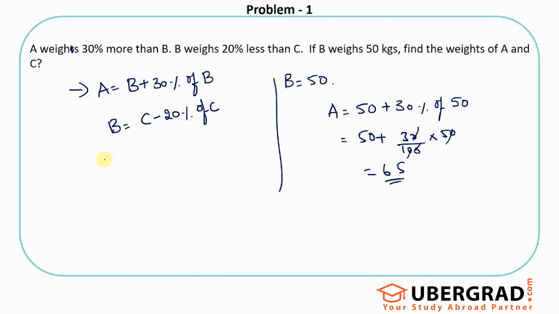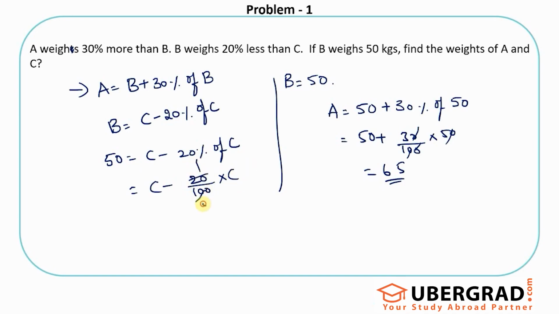Now the challenge is this. So I know B is 50, C minus 20% of C. I still don't know C, right? How would I do this? So there is one way to do it, that is C minus 20 by 100 into C. I am taking the unknown quantity as C itself, a variable.